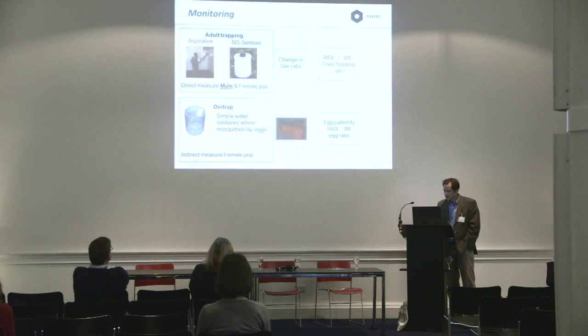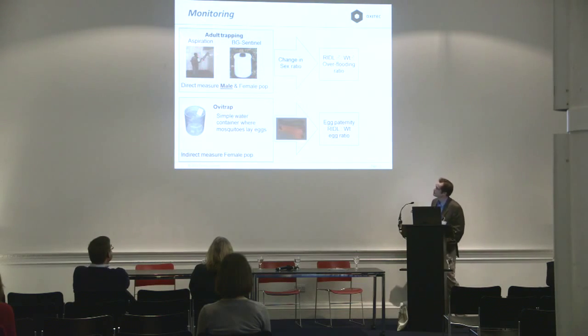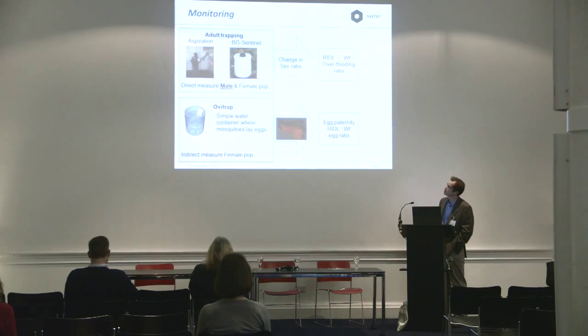So the monitoring system we use is adult monitoring, and the reason for that is because we're releasing males, we want to understand the ratio of our released males to the wild males. In order to do that, we need some sort of adult monitoring system which will allow you to do that. And we've used both aspiration and BG sentinel traps. Aspiration is very labour intensive, so I tend to prefer the BG sentinels if it's possible to use those.